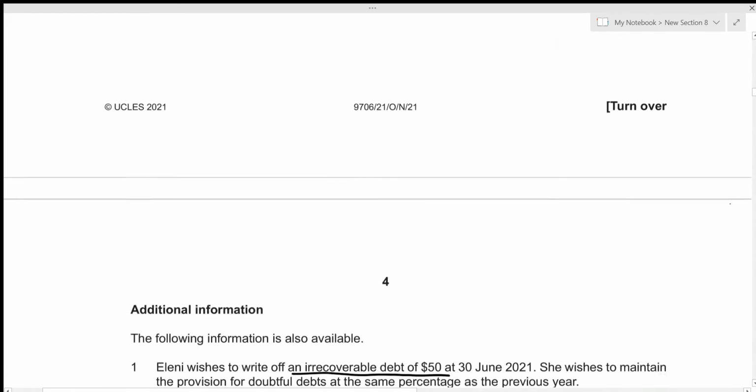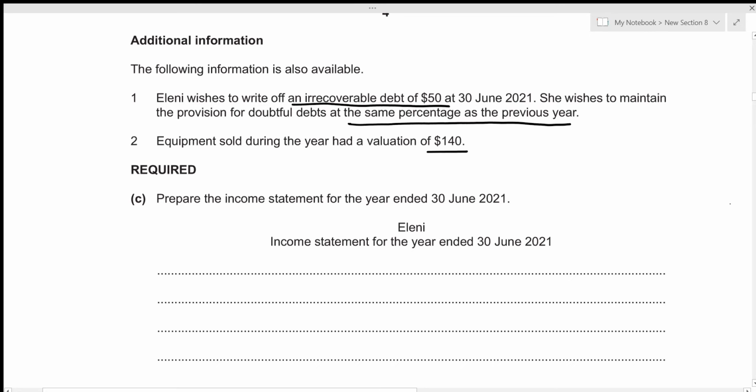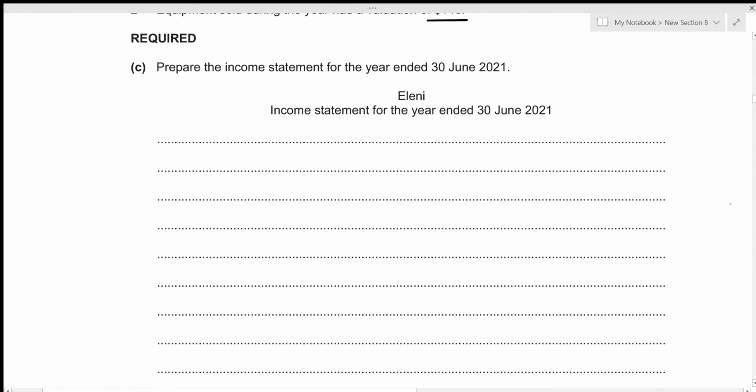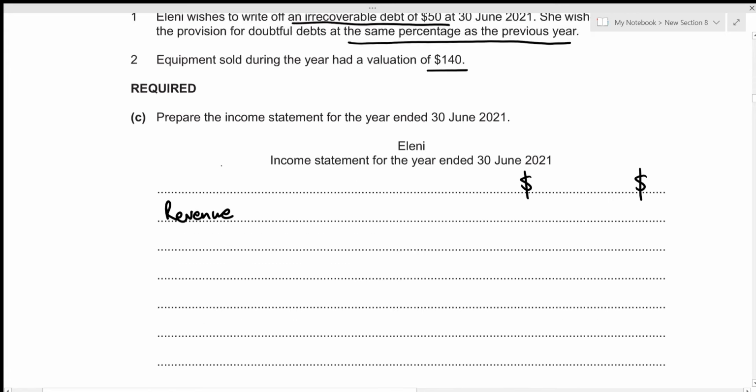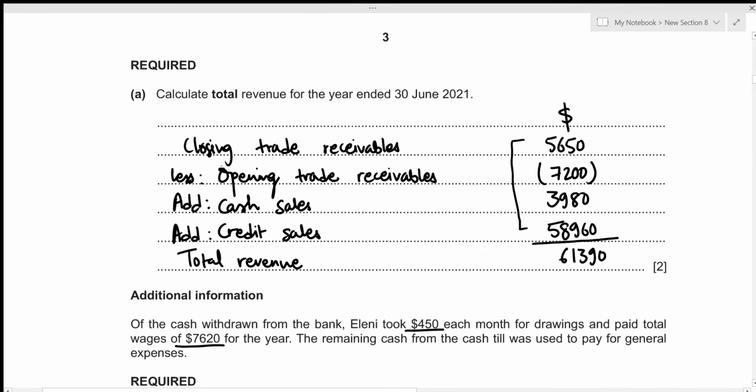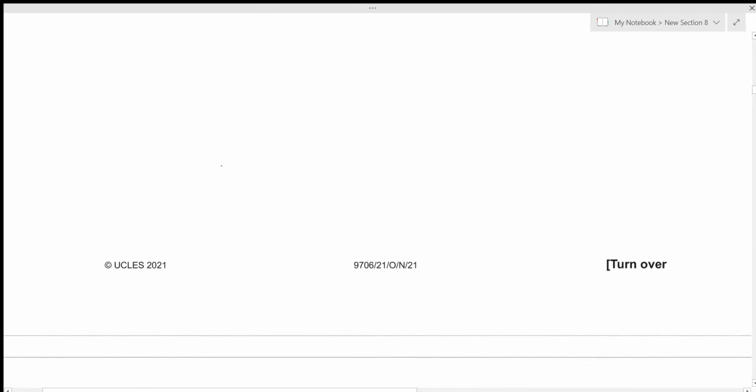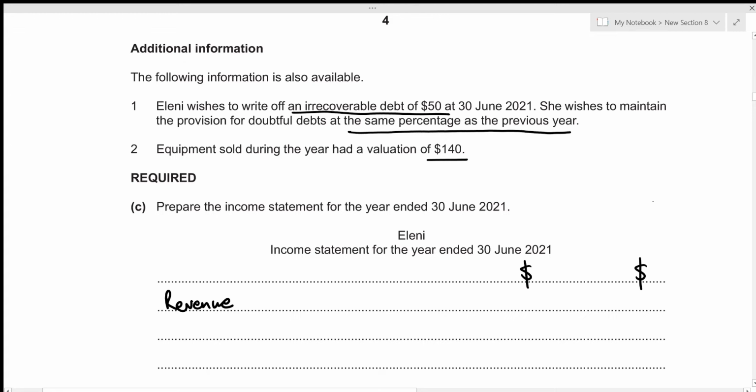Now let's have a look at the question. We need to prepare the income statement for the year ended 30 June 2021. All right, so we will be starting with the total revenue. And we figured the value for the revenue in the first part. Let's have a look there. It was 61,390. Let's substitute this amount. Now we will subtract the cost of goods sold.